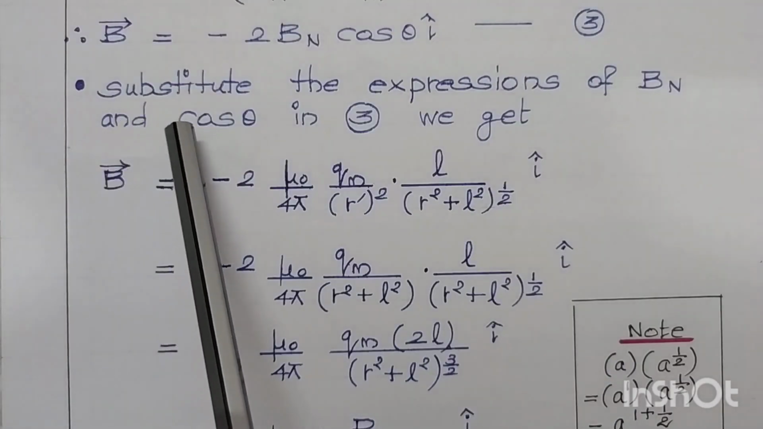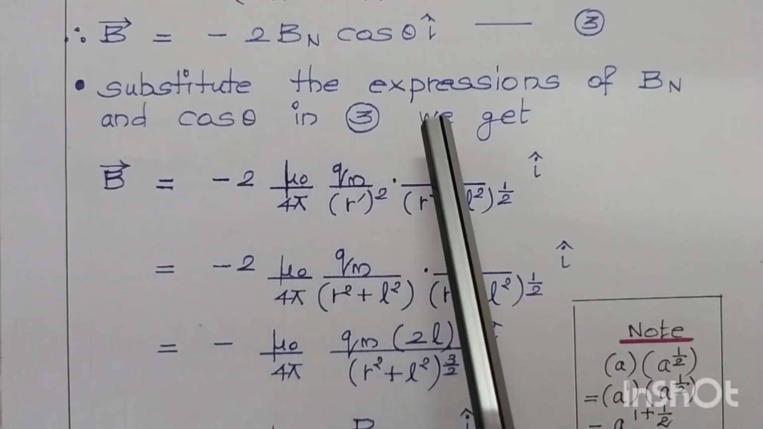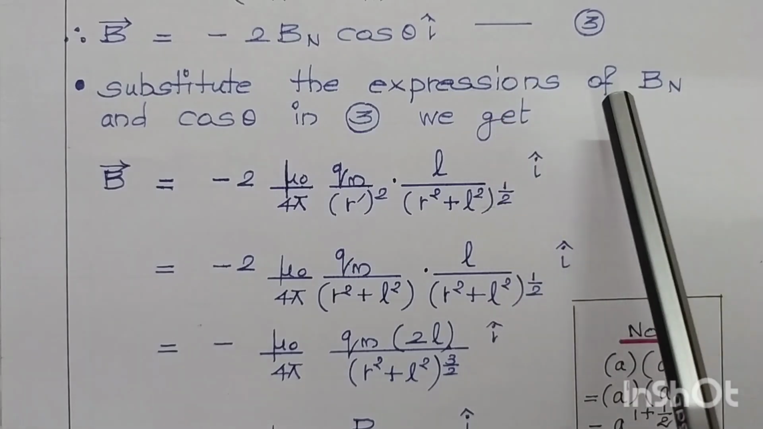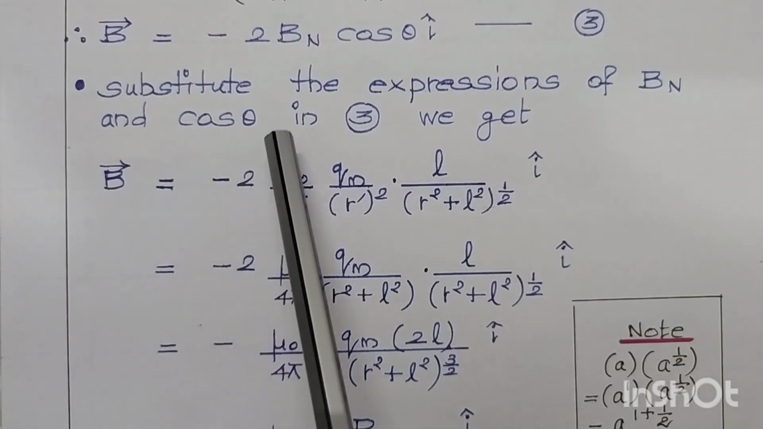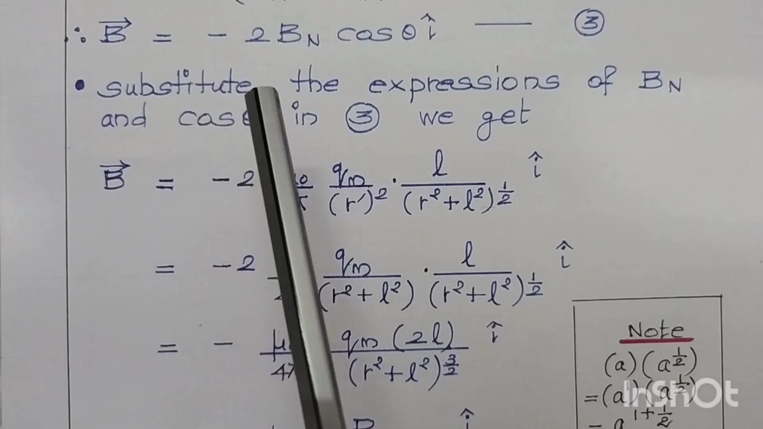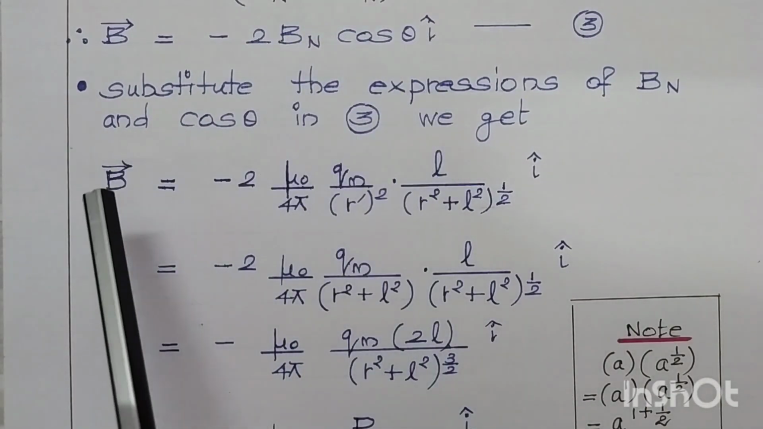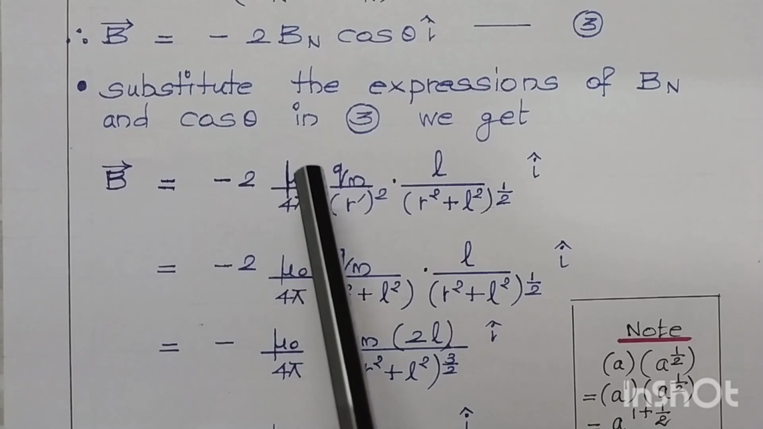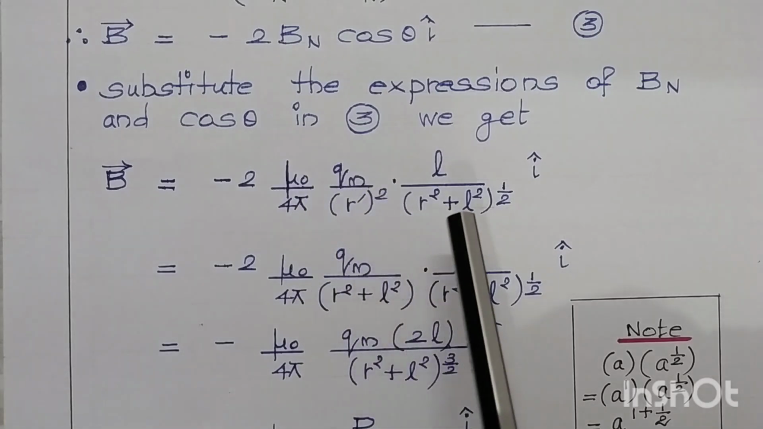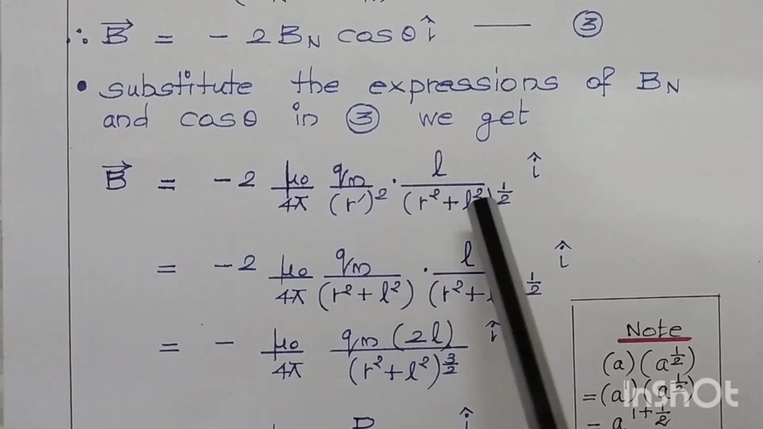Now substitute the expressions of Bn and cos theta in equation 3. We all know that the expression for Bn we have already found out, and similarly we have already found out the expression for cos theta. Let us substitute them in this equation. So we get B vector is equal to minus 2 into mu naught by 4 pi Qm by r dash squared into, in the place of cos theta, L by (r square plus L square) to the power of 1 by 2, I cap.